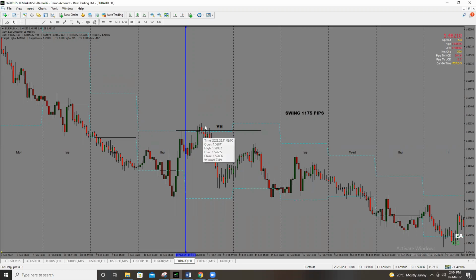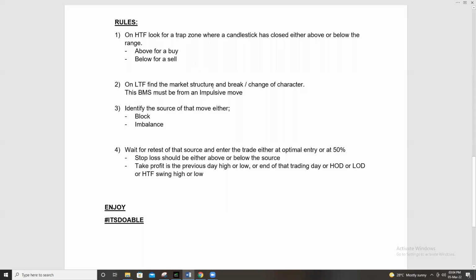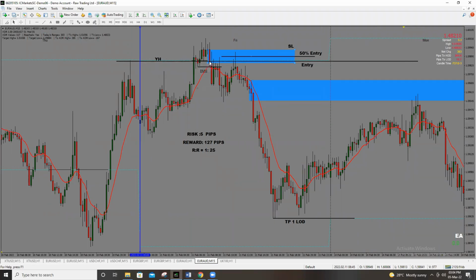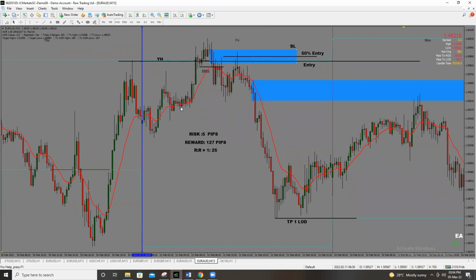So rule number 1, set. Rule number 2, we go to the lower time frame and look for break of market structure, then identify where it's coming from. So here we have our yesterday's high. We have the break of market structure. When you're looking for break of market structure, we have a higher high, higher low, higher high, higher low, higher high, higher low, and then change. This change of character is what we call the break of market structure. You'll understand more in the market structure video.